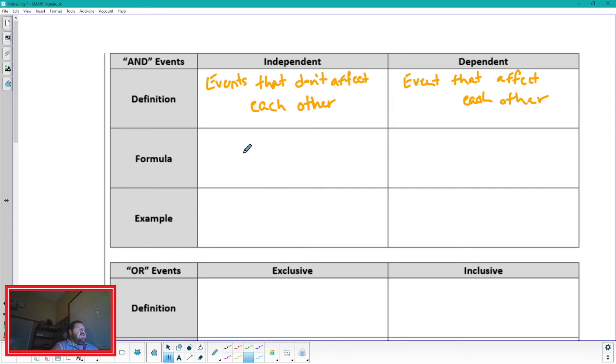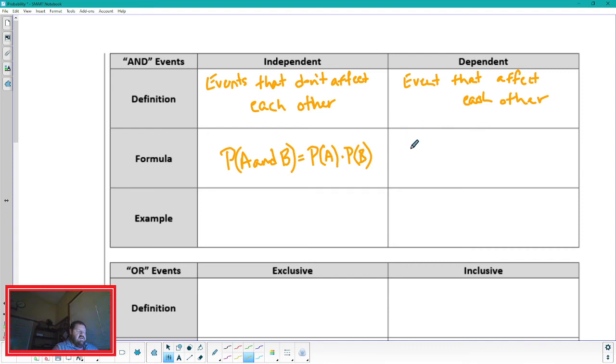The formulas for these, if they're independent, then we have the probability of A and B as the probability of A times the probability of B.